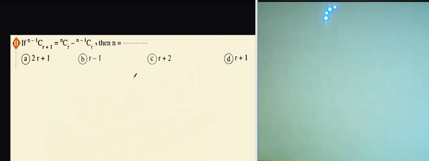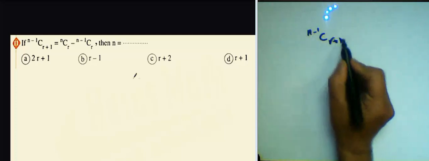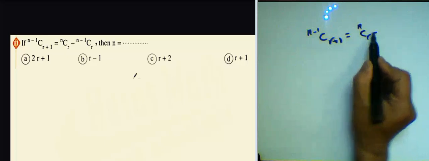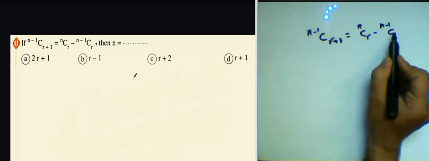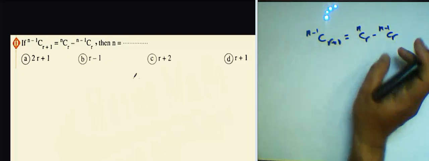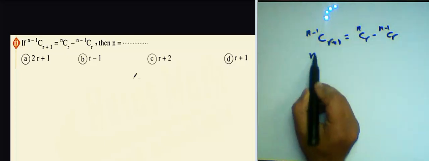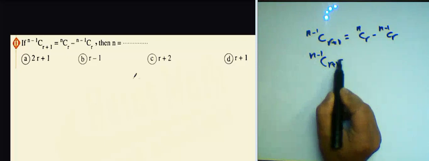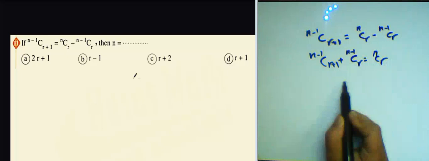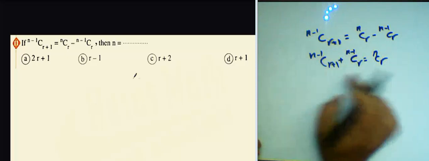Question 11. If n-1 combination r+1 equals n combination r minus n-1 combination r, we want to find n. We must simply move n-1 combination r to the left-hand side, then n-1 combination r+1 plus n-1 combination r will be n combination r+1. We have n-1 with r+1 and r.